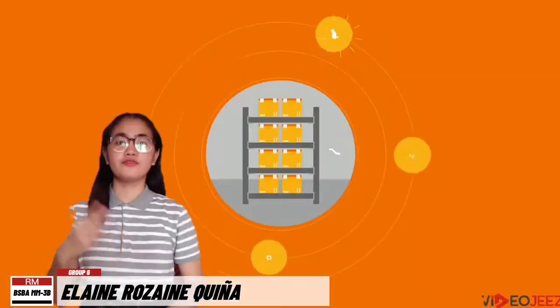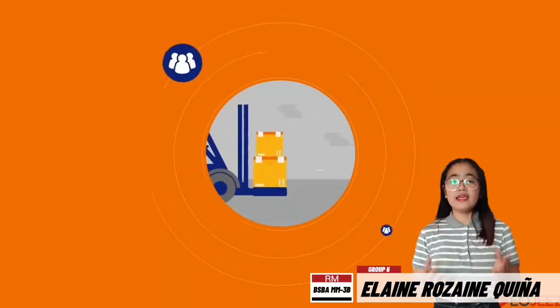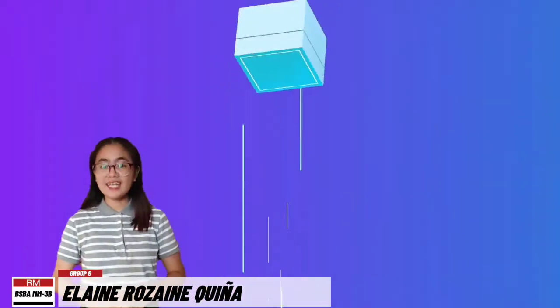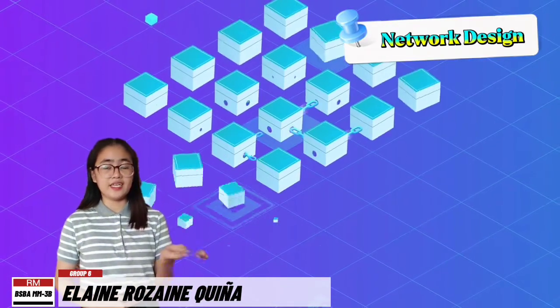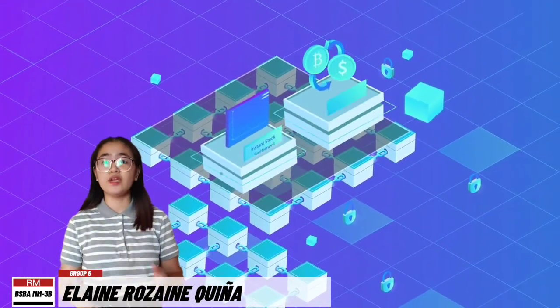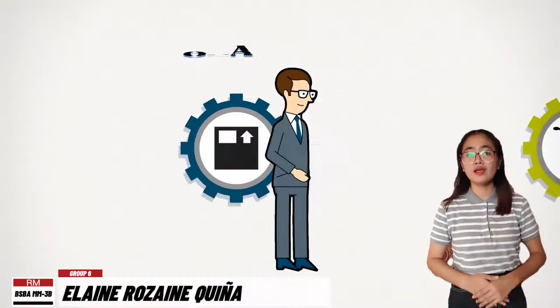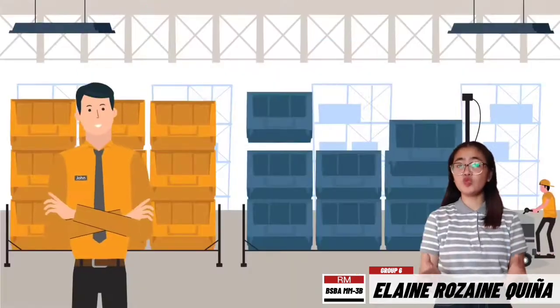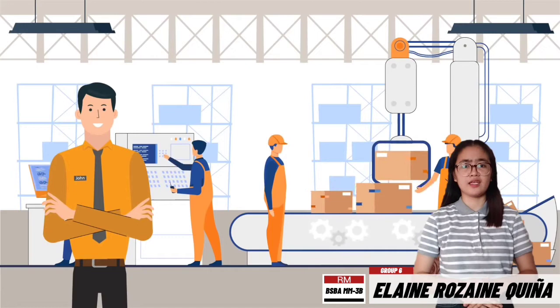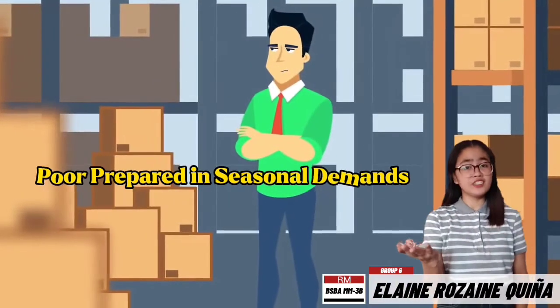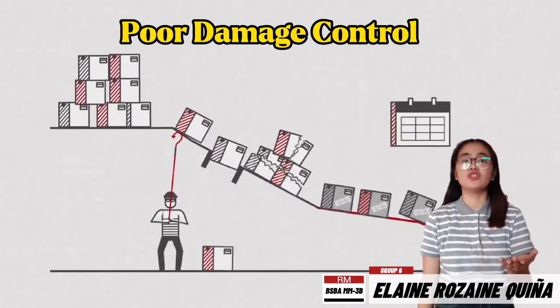In terms of structural, first, the channel design. It is the way businesses deliver product to the customer. The second is network design. It is the process of building and modeling to understand the cost and the time associated with bringing the goods to the market. In functional, we have warehouse design and operation. It has something to do with the stocking, and it is prone to mistakes due to redundancy, poor and messy facility layout, inaccurate inventory, poor preparedness in seasonal demand, and poor damage control.